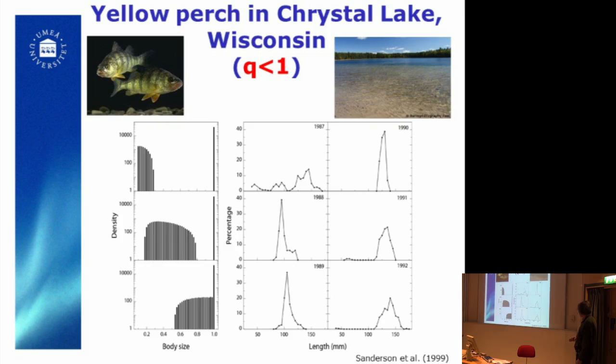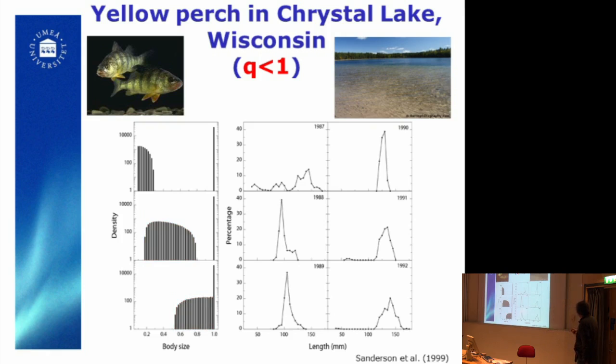So, just two experimental examples. This is a case from a yellow perch system in Wisconsin, where Q is equal to 1, and this shows time series at three different times in the model. We can see this strong cohort that is born here. These are the adults that grow over time. Importantly, we see nothing coming here because this cohort depresses the resource and prevents any new reproduction.